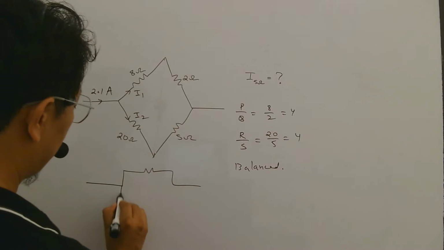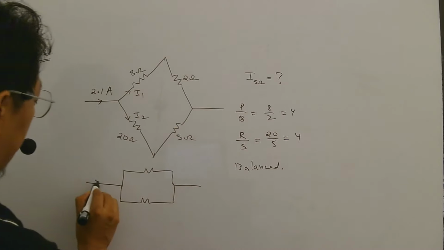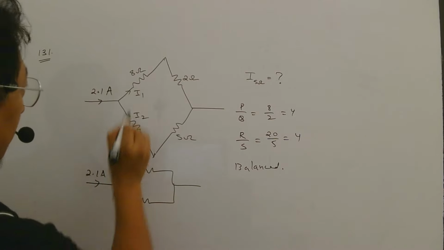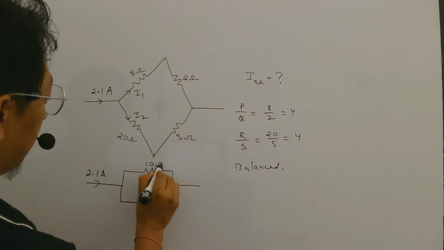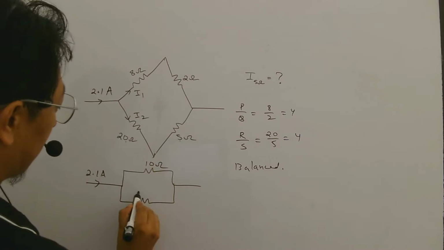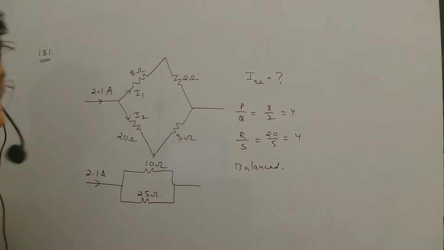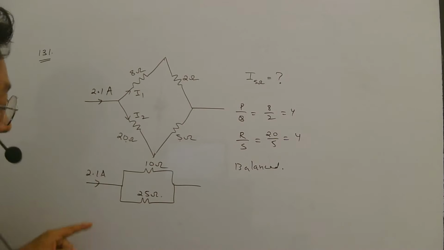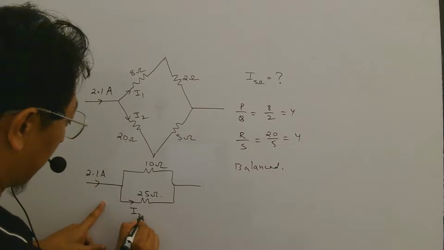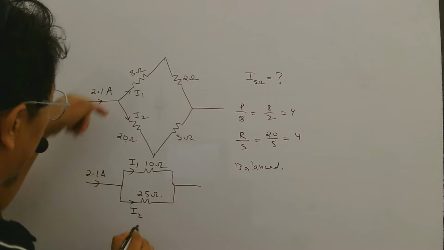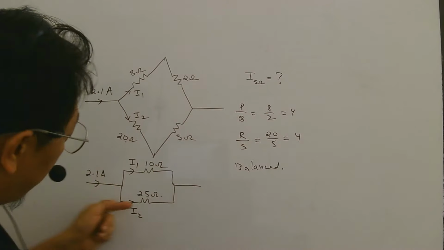You can first convert this into two resistors in parallel. 8 and 2 will give 10 ohm in series, 20 and 5 will give 25. These two are in series. So now I1 current here, remember I2, right? I2 will flow this way, so I2 will flow here.